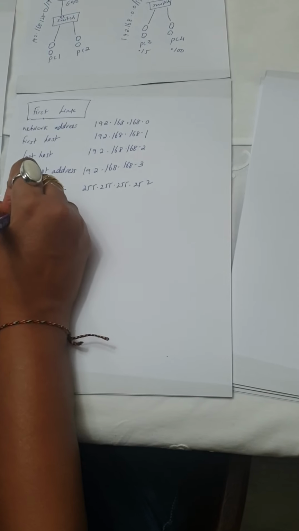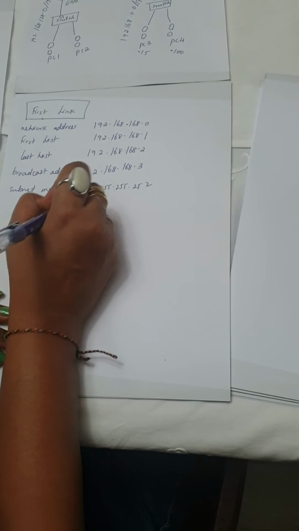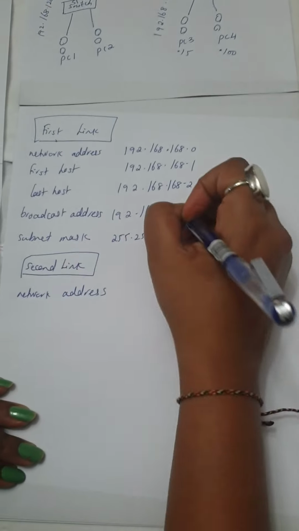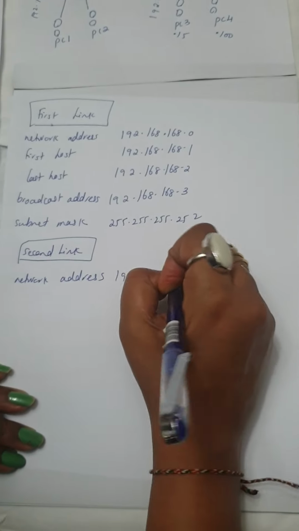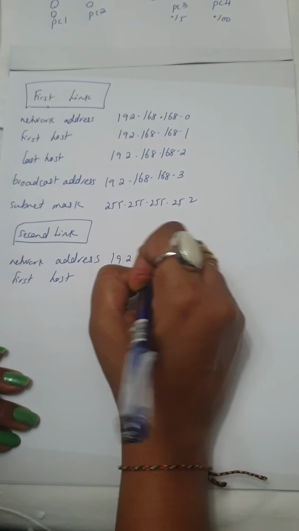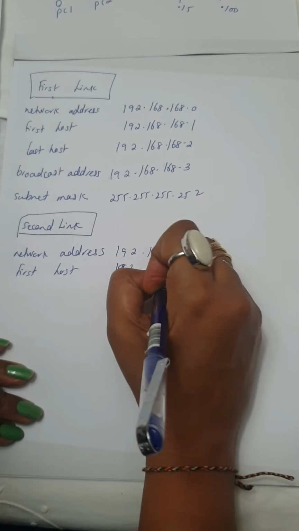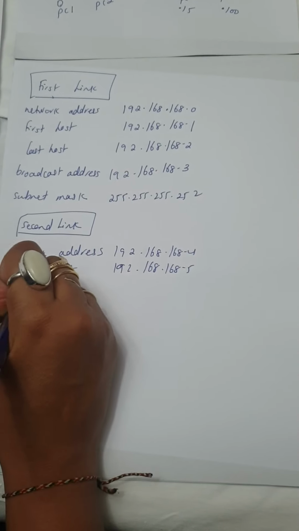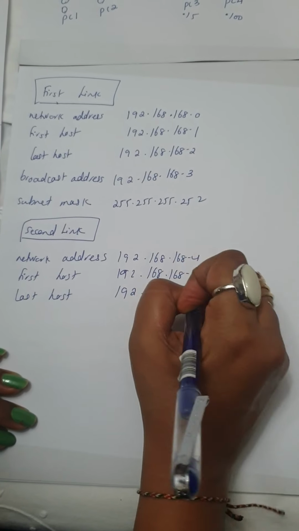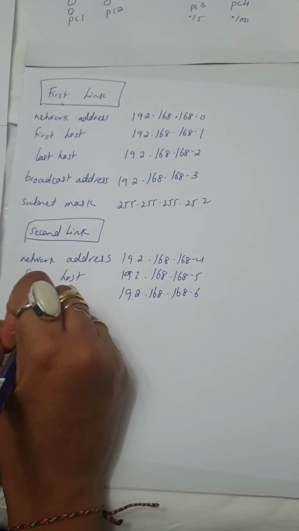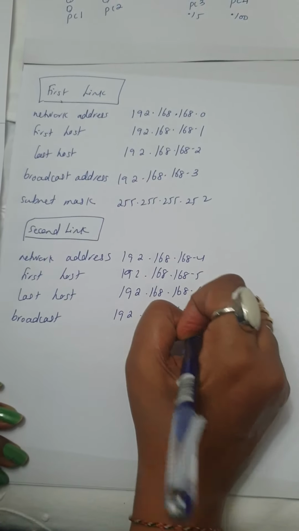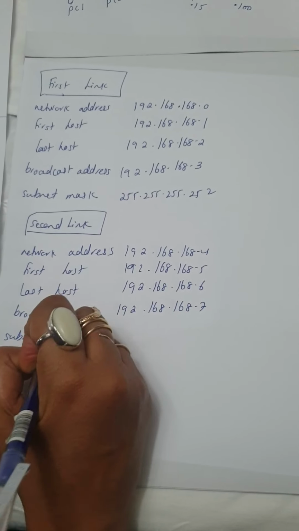For the second link, the network address will be one after this one: 192.168.168.4. First host, 192.168.168.5. Last host, 192.168.168.6. Broadcast, 192.168.168.7. And the subnet mask remains the same.